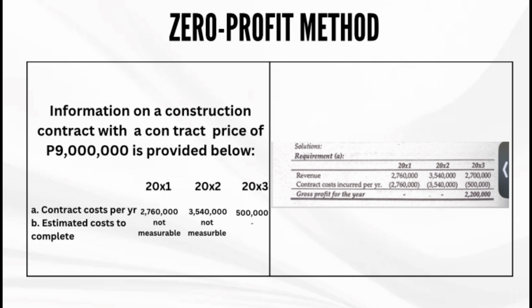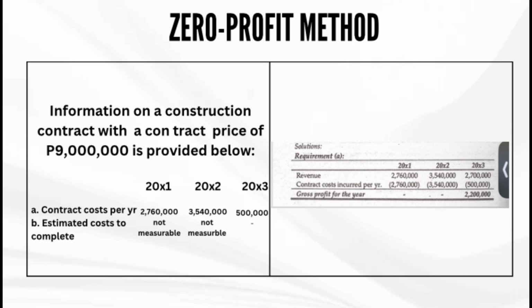In a sample illustration for the zero profit method, information on a construction contract with a contract price of 9 million is provided below. It shows the contract cost per year from 20x1, 20x2 to 20x3, and also the estimated cost to complete. However, estimated cost to complete is not measurable in this. Therefore, the solution for the gross profit for the year is revenue less contract cost incurred per year will result to gross profit for the year.